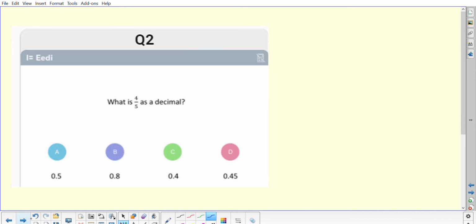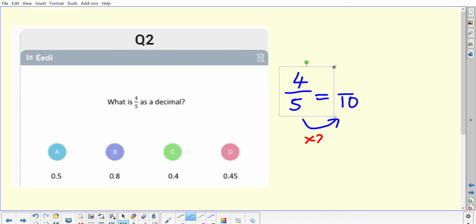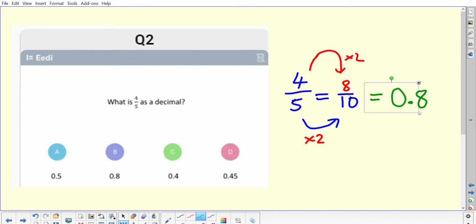So for number 2, what is 4/5 as a decimal? You can do this a couple of ways. You can do this 4/5 by changing it into tenths, and to do that you notice that you're multiplying the bottom number, the 5, by 2, which means that we also need to multiply the top number by 2, giving us 8/10, and as a decimal 8 in the tenths column is going to be 0.8, which would be answer B.